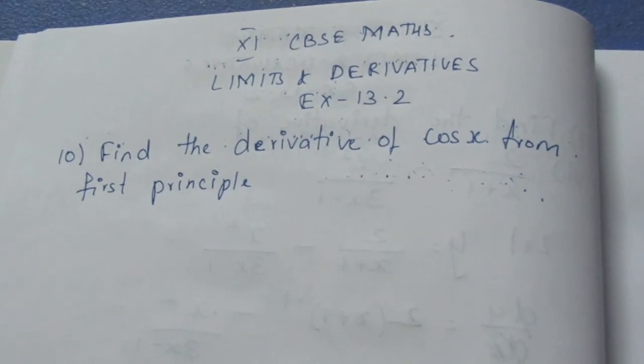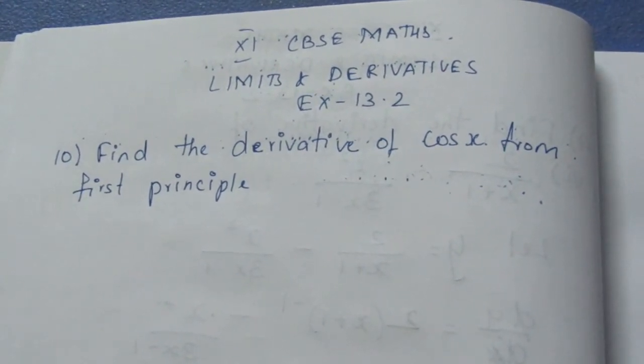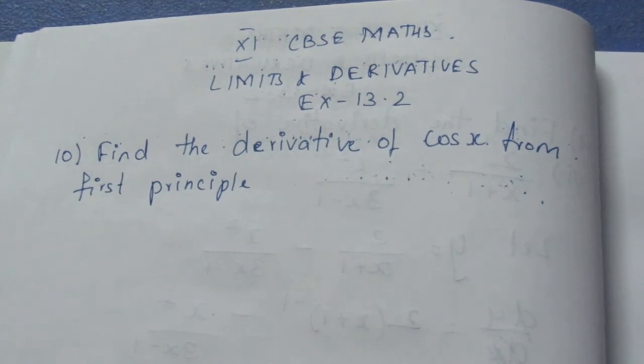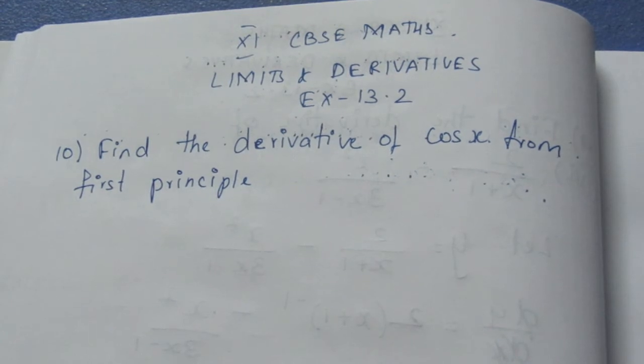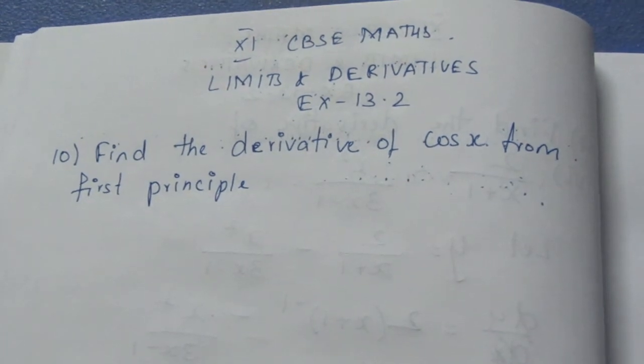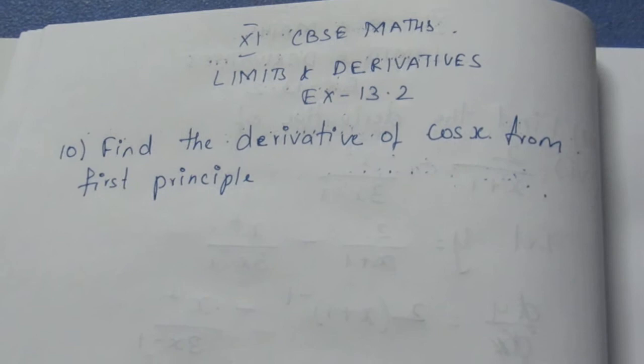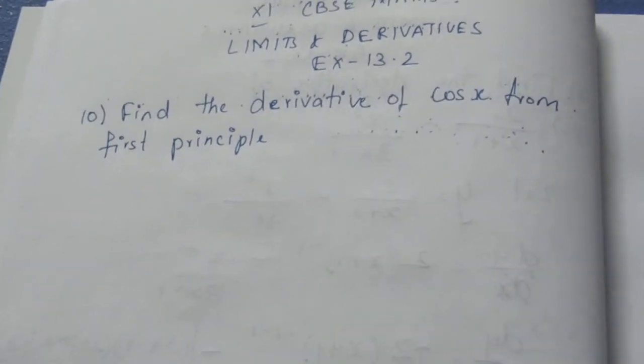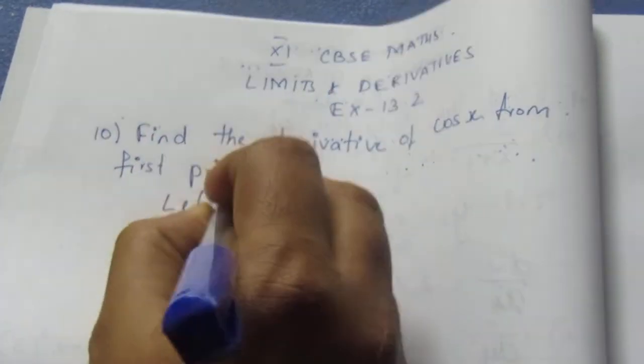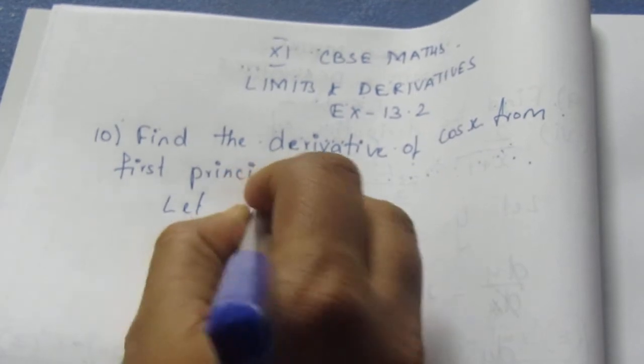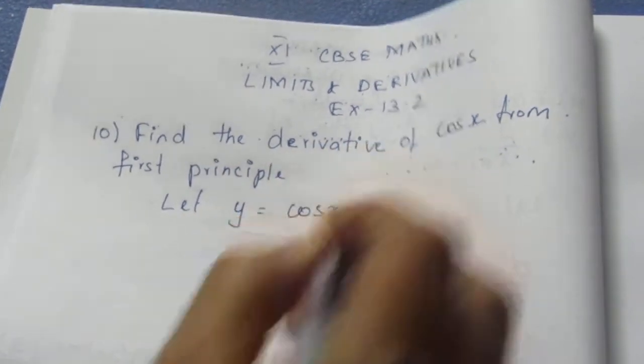Question number 10. Let's see the question. Find the derivative of cos x from first principle. So we are going to find the derivative of cos x using first principle. We know that the derivative of cos x is minus sin x, but we need to do it using first principle. Let y is equal to cos x.